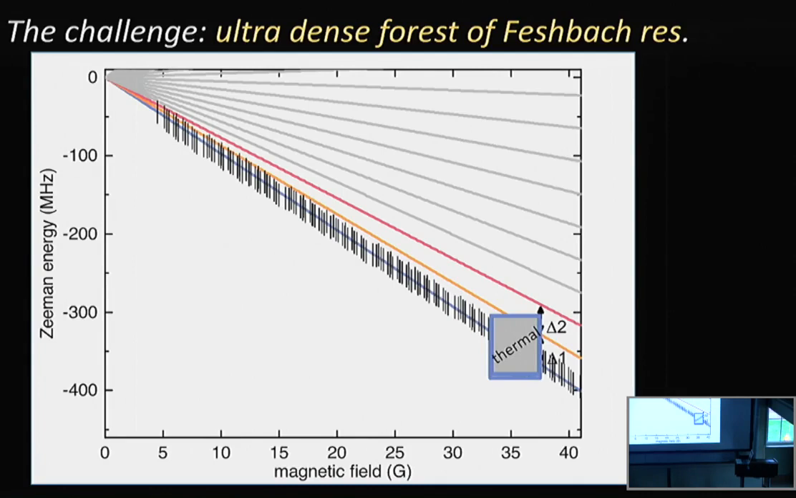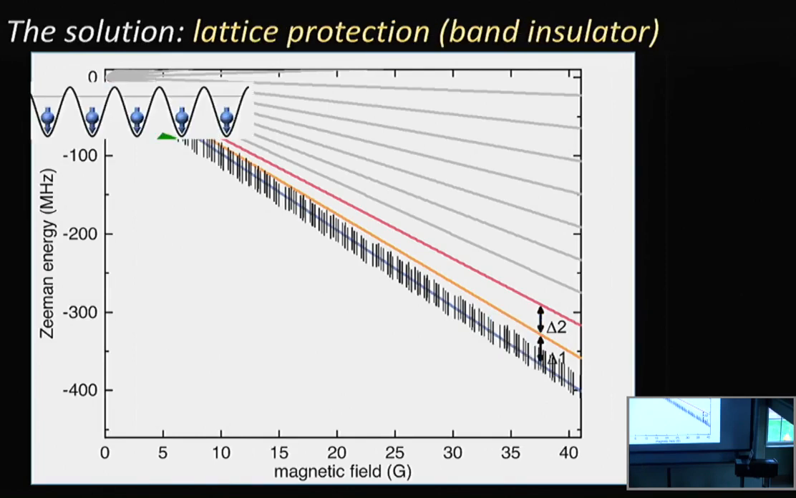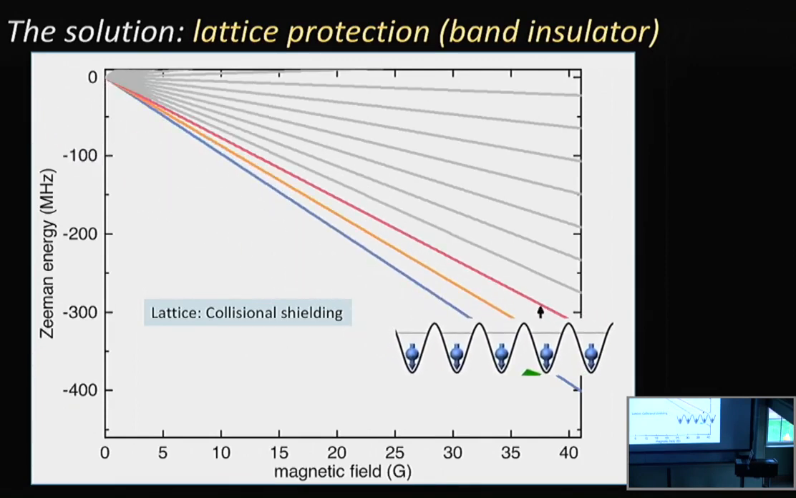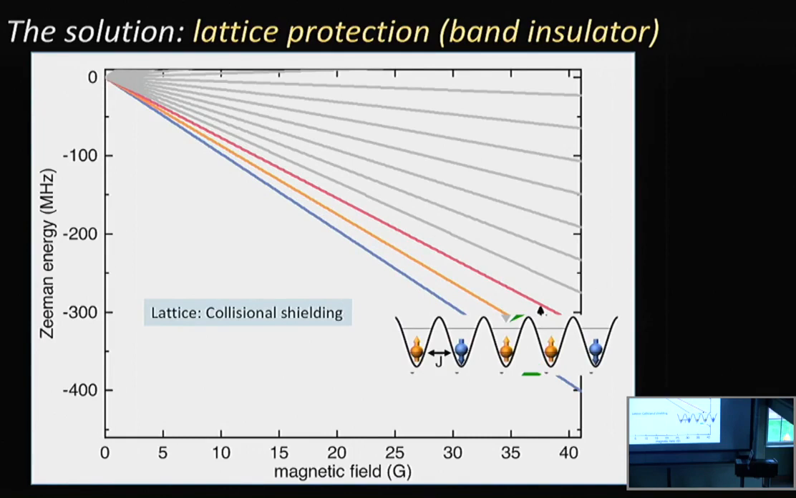We want to have a cold Fermi gas. So we were inspired by molecule experiments, and what we decided to do is to prepare our atoms in a 3D optical lattice, deep enough that you have only single occupation in every lattice site. That means there cannot be really two-body collisions. With this lattice protection shielding, the resonances are transparent because you have single occupancy, and you can go to the desired magnetic field and do your spin preparation, and life is good.